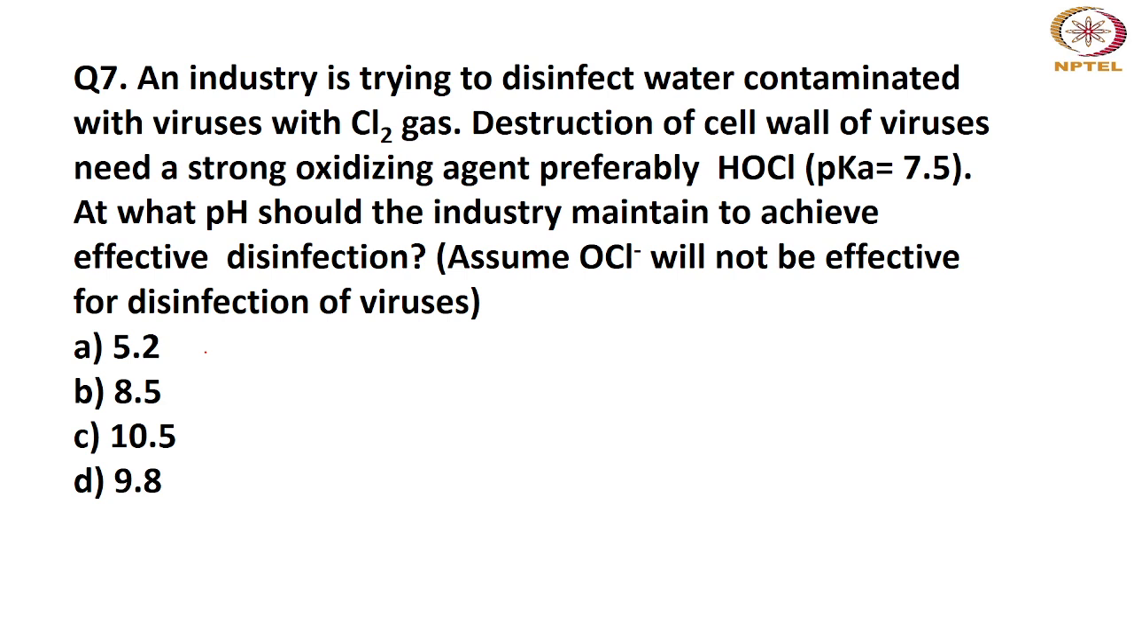And the pKa value is given as 7.5. At what pH should the industry maintain to achieve effective disinfection? One hint is given: assume OCl minus will not be effective for the disinfection of the viruses. Very easy but tricky question. The answer is already given here.